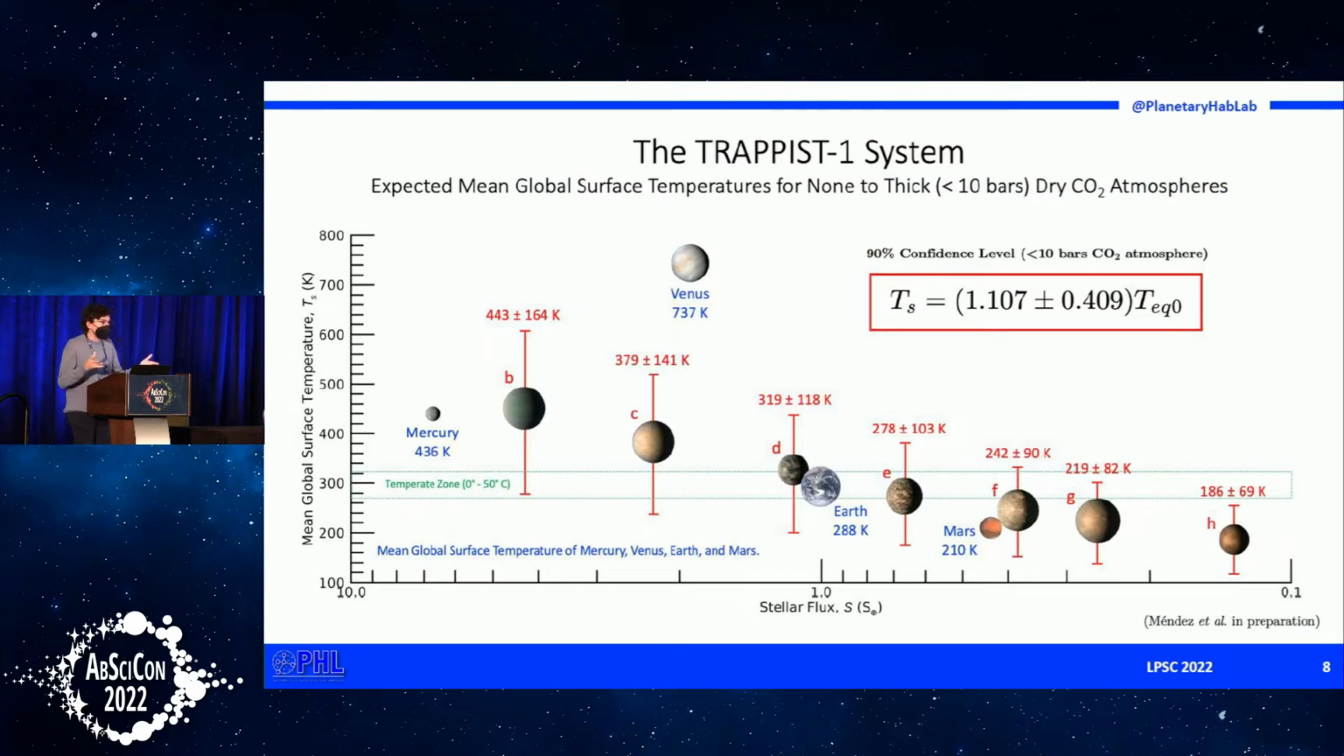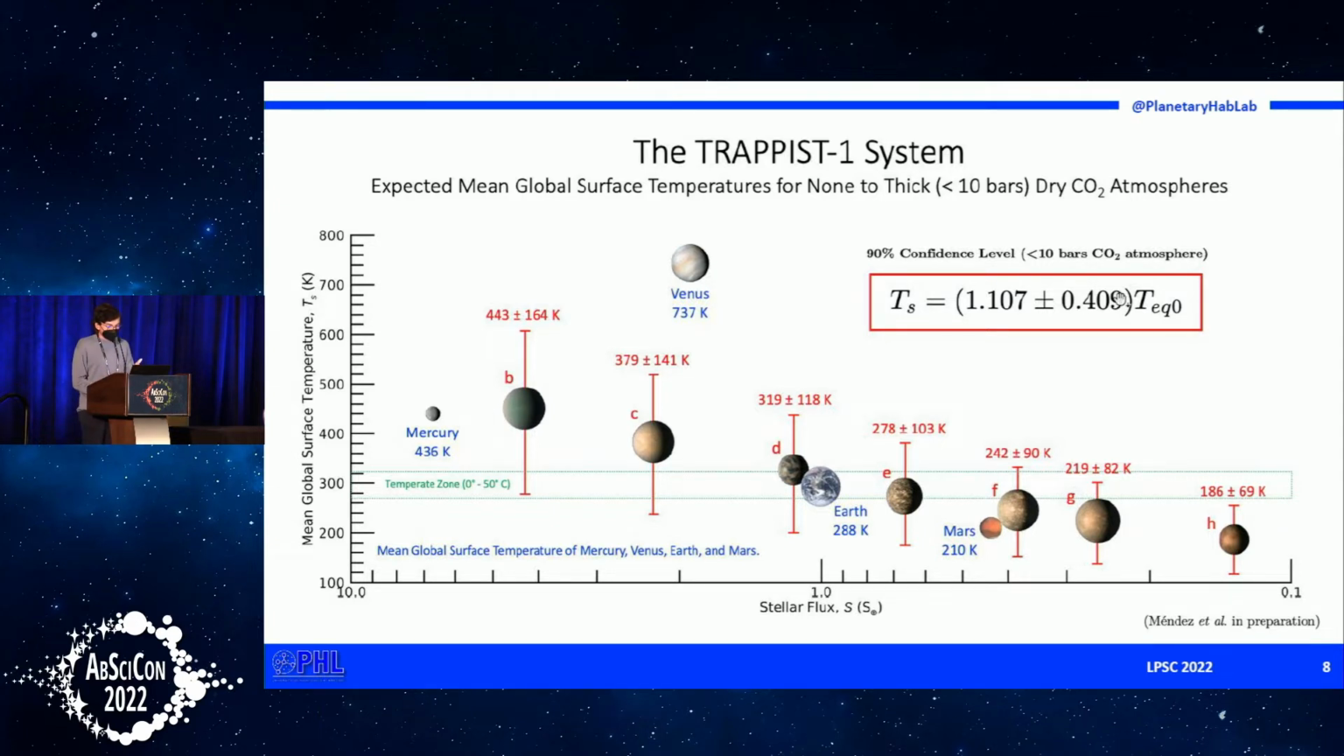An example of an application that we can do with this model is the TRAPPIST-1 system. The equation that you observe here is the kappa, or the thermality value, that we obtain by modeling these planets for thin to thick, dry carbon dioxide atmospheres, so basically atmospheres made of carbon dioxide with less than 10 bars.